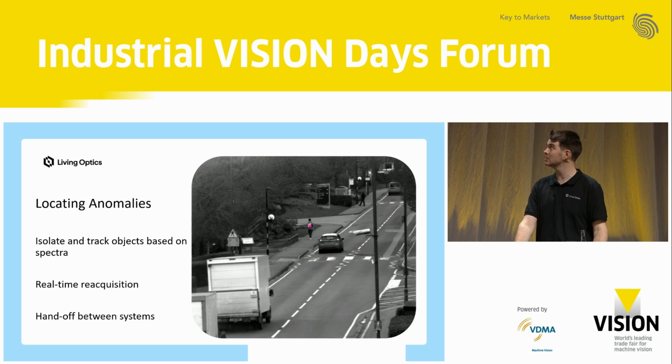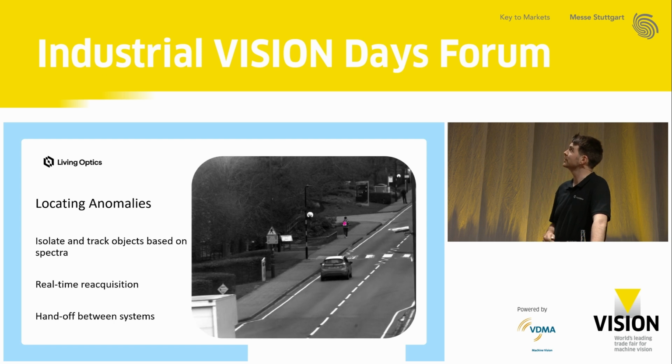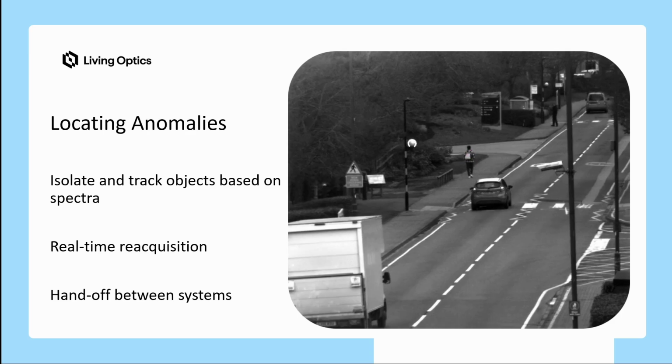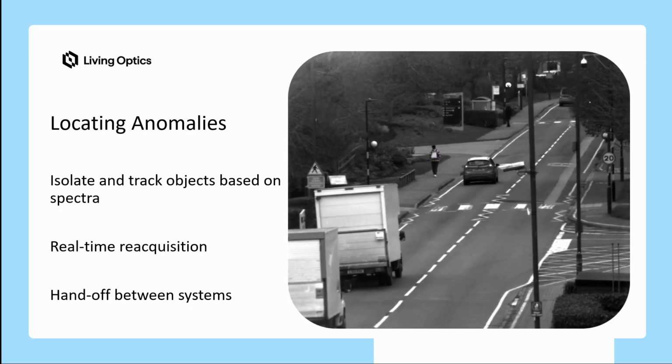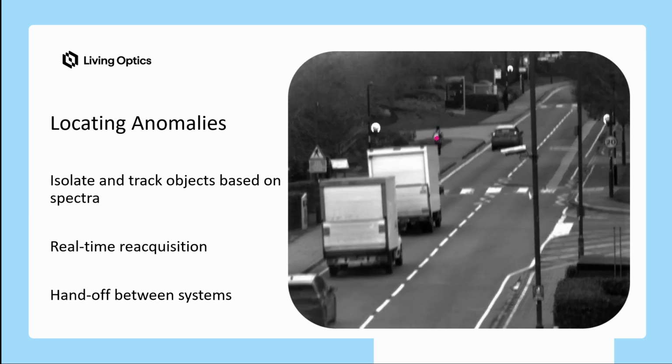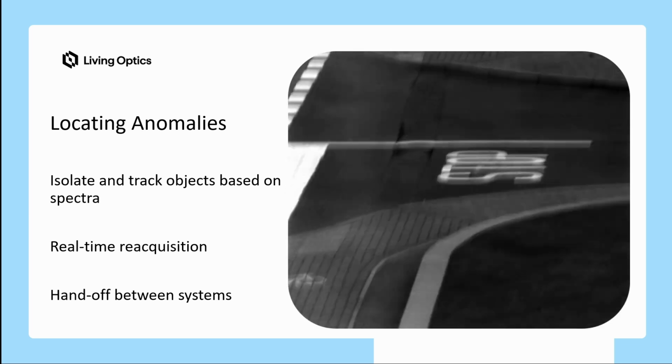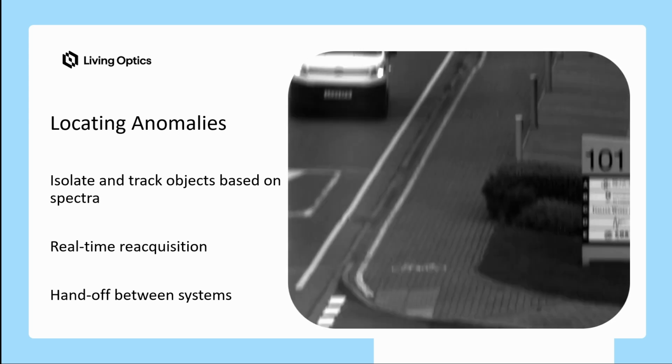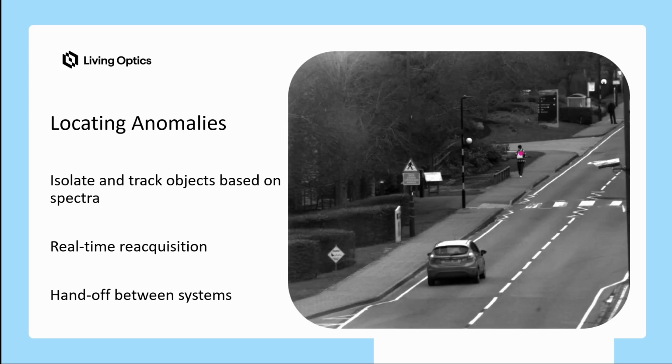What we have in this scene is one of my colleagues as a spectral tracker. He is walking along the street, and if the video plays, there we go, this one will play. What you can see here is our camera running at about 30 frames per second. It's tracking him down the street using that spectra that we've isolated, and you can then reacquire as it goes away.